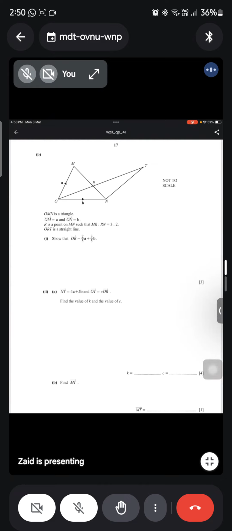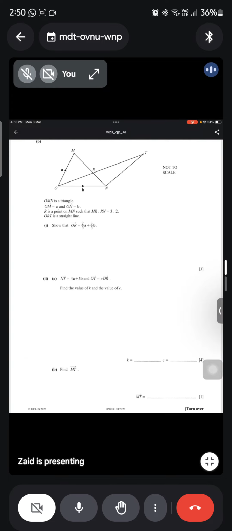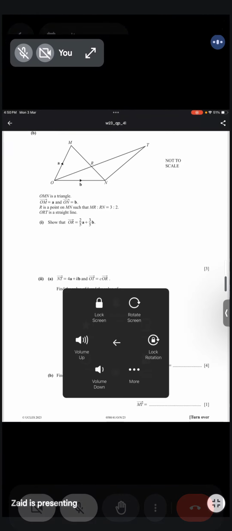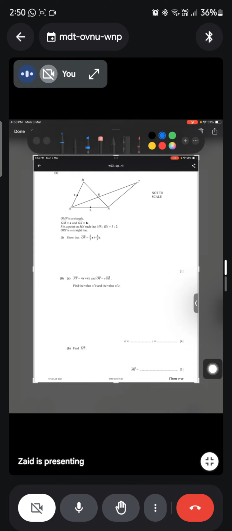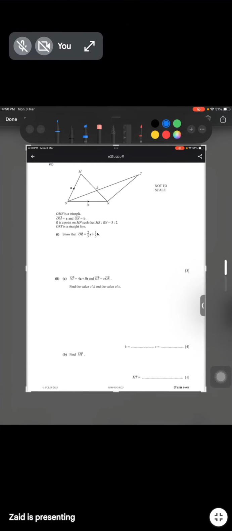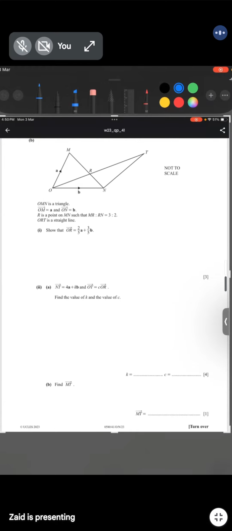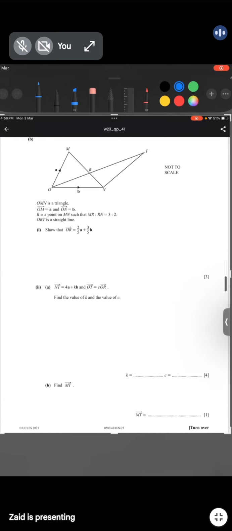Okay, this one. Look here. It's a 4 marker, okay? It's a 4 marker. Bismillah. Okay. First of all, you guys are going to sit and look at the things they have given you and try to label the diagram. This is the first step.